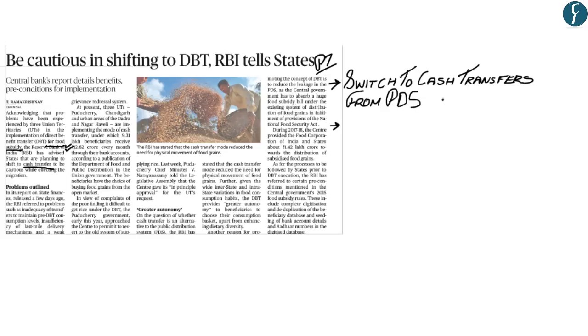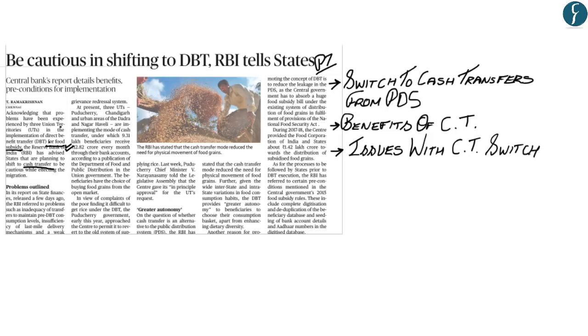The second thing we'll try to understand is what are the benefits of direct cash transfers. The third thing we'll try to understand is what are the issues to switching to cash transfers from the current public distribution system, wherein the RBI report has asked the various states of India to acknowledge the various problems that the union territories have had in the implementation of cash transfer. Now, the fourth and the final aspect that we'll try to understand from this article is what are the suggestions given by the RBI report to deal with the issues of cash transfer.